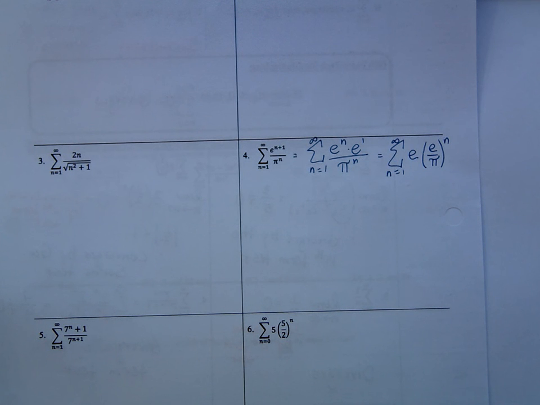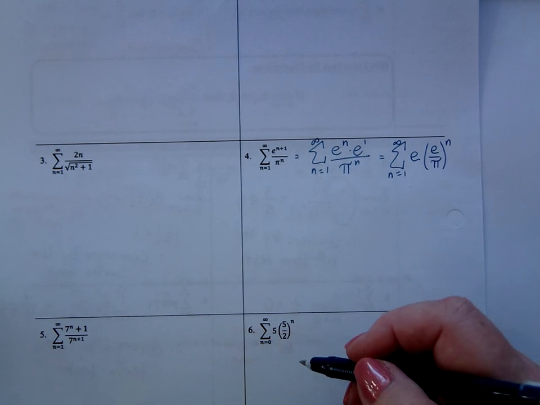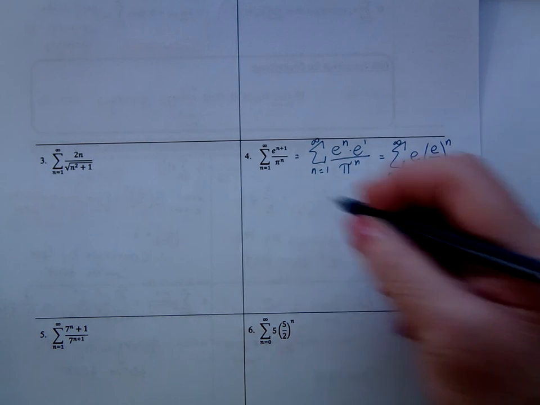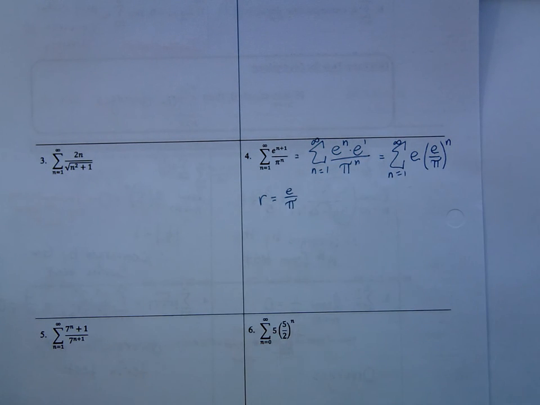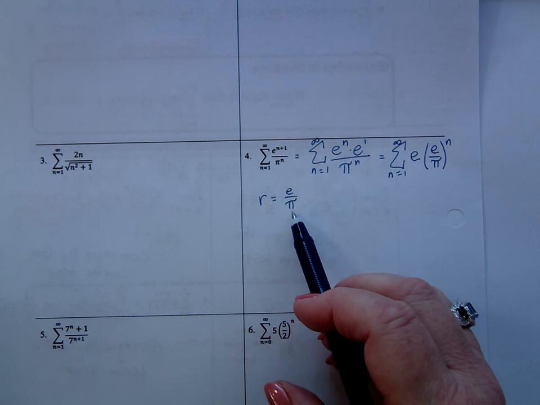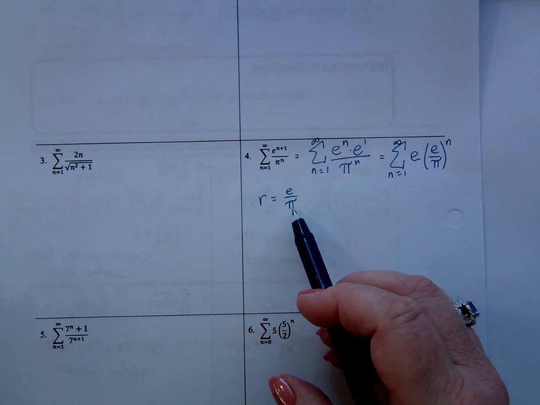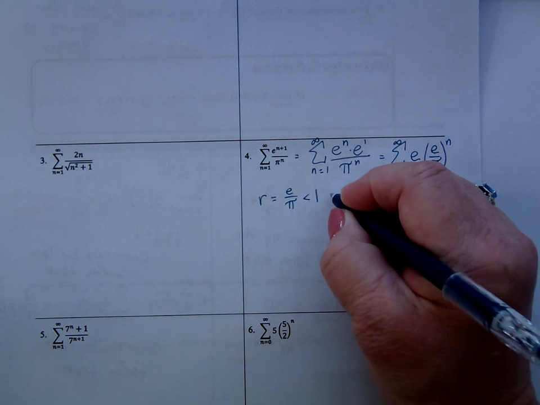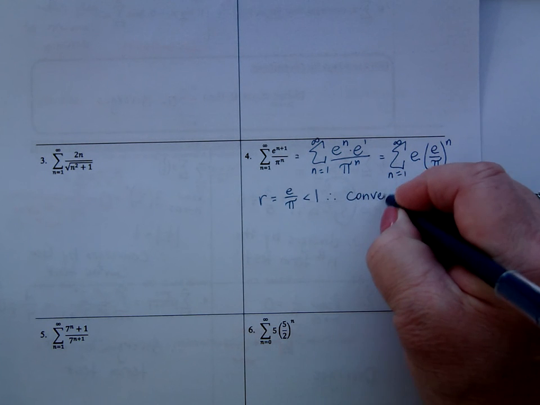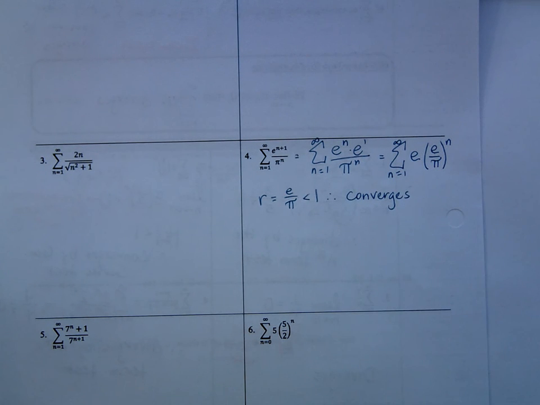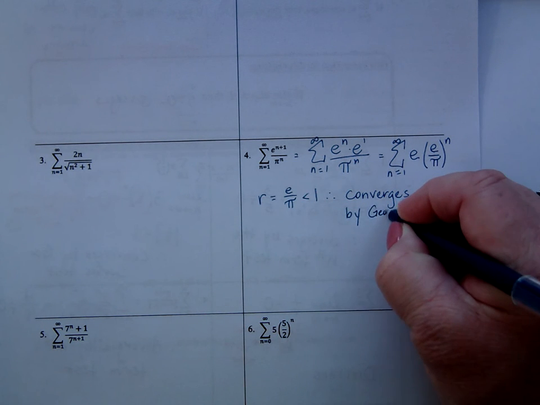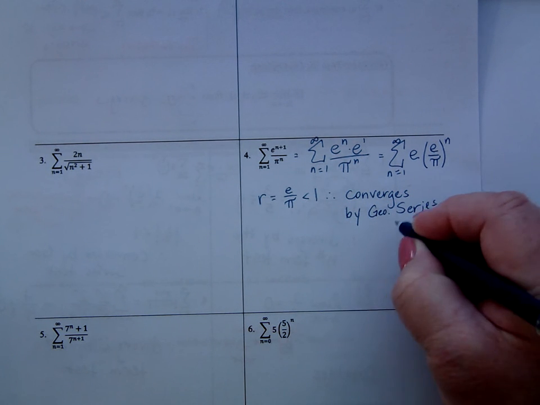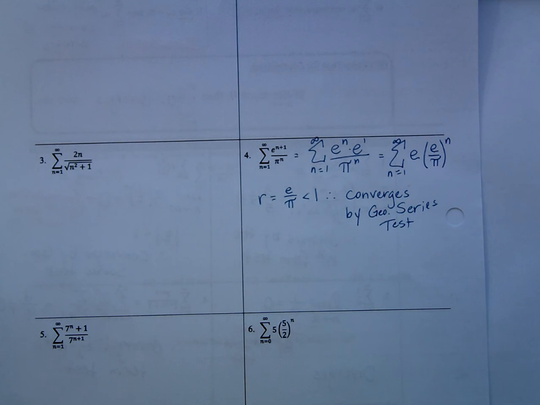All right, so I have this set up as a geometric series. I can test for convergence using that. My r is e over pi, right, inside the parentheses. e is 2.718, pi is 3.14, so e over pi is less than 1, and therefore I know it converges. It converges by the geometric series test. Did it ask me what it converges to? And the answer is no, it didn't.